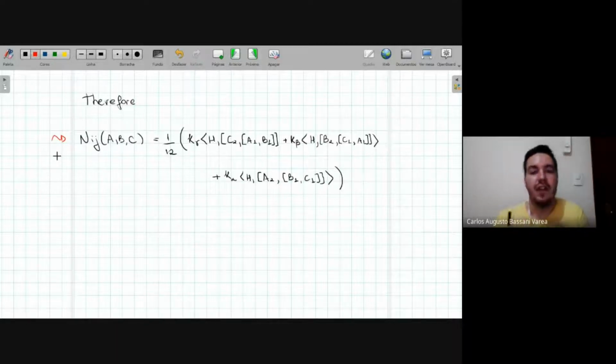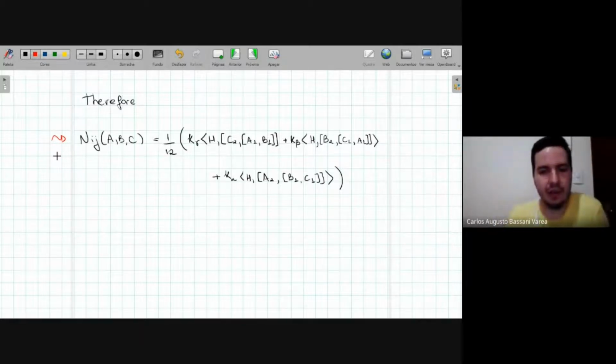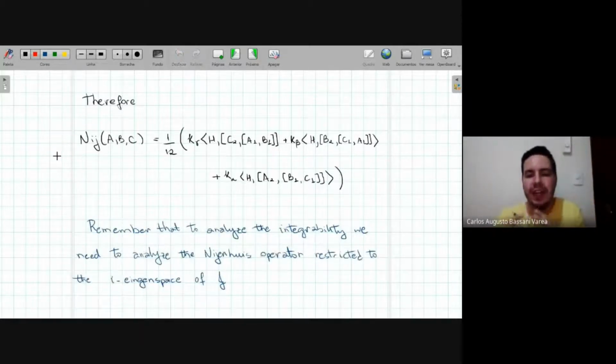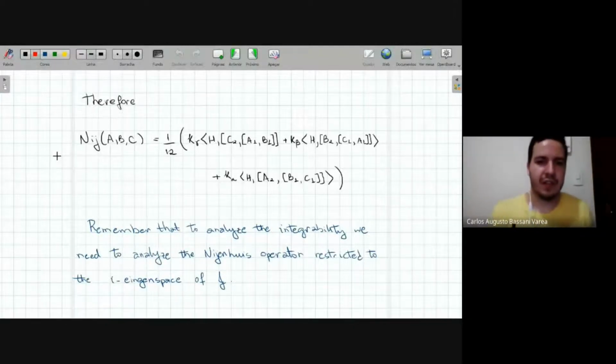So it still is a long expression, but it's in terms of elements of the Lie algebra. Okay, so it's a better expression for us. It's in our language. So the idea to analyze the integrability by means of the Nijenhuis operator is to restrict this operator to the eigenspace of the generalized complex structure. But before I start to do the computations with this, to restrict to the eigenspace, there is an important remark to make.